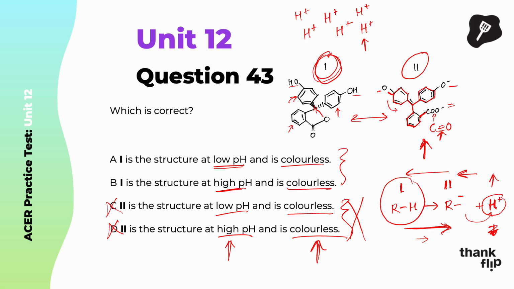And so that's how you can decipher that in a condition that has lots of hydrogen ions, you're going to have lots of structure 1, right? And having lots of hydrogen ions means you have a lower pH. And so that's your basic acid-base chemistry principle as well. And so that corresponds to answer option A.